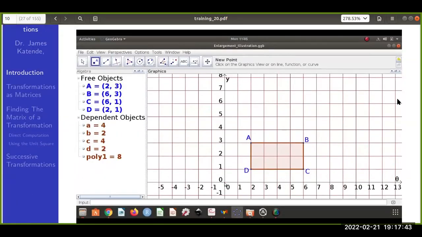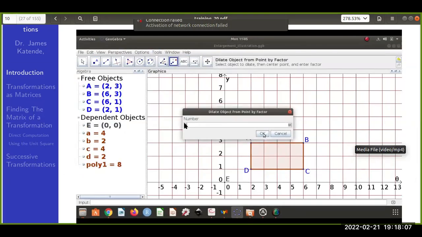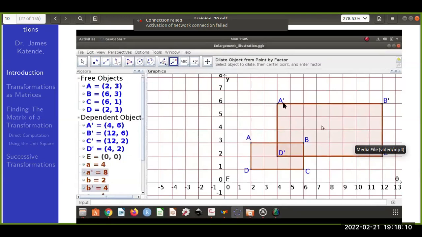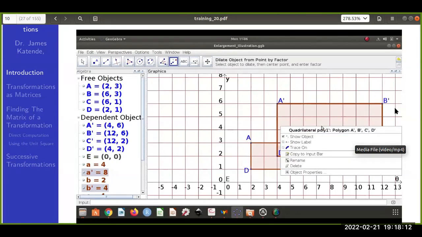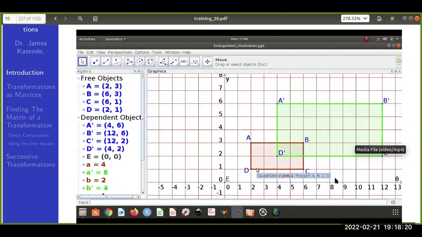So this enlargement, it has already drawn the rectangle. So the center is the origin here. You can pick the transformation tools and pick the dilate object. So for the enlargement here, you'll pick the menu option that says dilate object. Select the object, press on the center of enlargement, and put the scale factor. And then you have the image. The image is reproduced. You can change the color of the image so that we can distinguish it from the object. And there we have it.